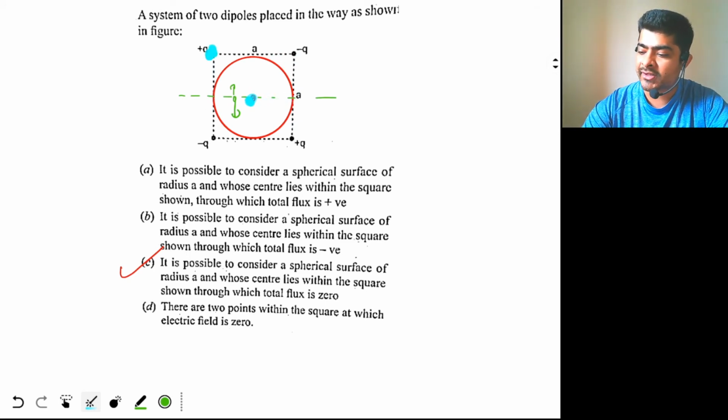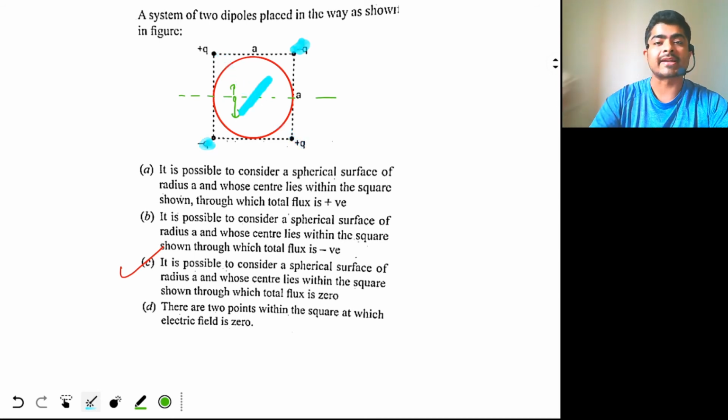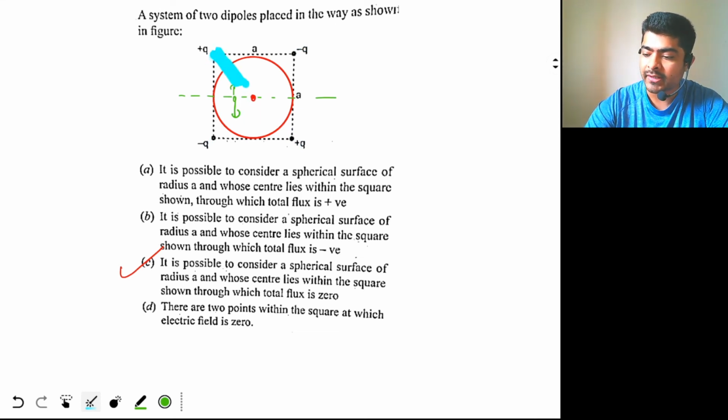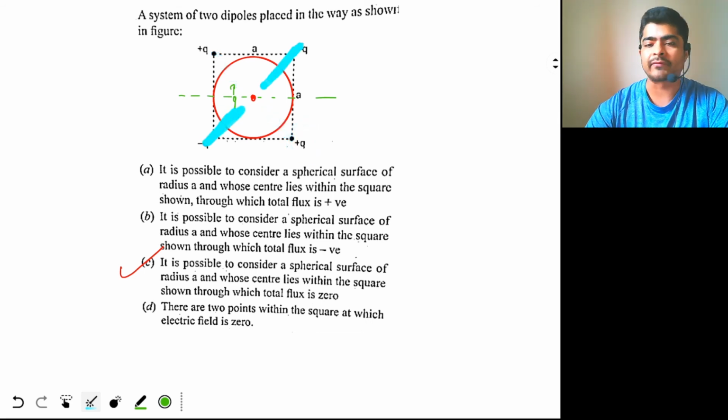At the center field will be zero. You could say that this q is creating field in this direction, this q is creating field in this direction. They cancel each other. Similarly, these two charges create opposite fields, so they cancel each other. And along this path, everywhere at this point before the center, field created by this charge will be stronger as compared to this charge. So over here net field can never be zero. Over here also net field can never be zero. Similarly, over here and here also net field will never be zero.